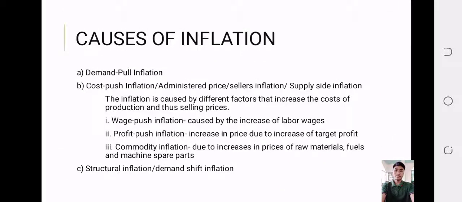Causes of inflation. Letter A, demand-pull inflation. Letter B, cost-push inflation, also called administered price, seller inflation, or supply-side inflation. There are three types: wage-push inflation, caused by the increase of labor wages; profit-push inflation, an increase in prices due to an increase in the target profit; and commodity inflation, due to increases in prices of raw materials, fuels, and machine spare parts. The last one is structural inflation, or demand-shift inflation.